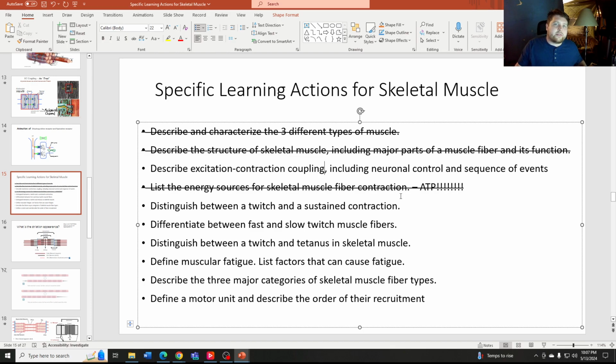We saw the graph of what an action potential looks like. We're going to look at another graph of the coupling, what the actual muscle twitch and a sustained contraction, all of that kind of looks like, and look a little bit deeper into everything.